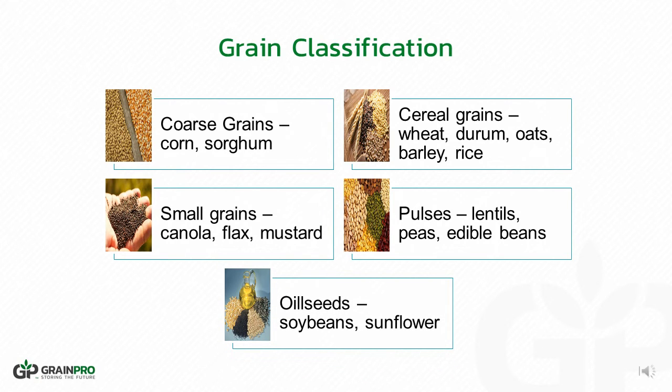Grains are classified into coarse grains such as corn and sorghum; cereal grains, which include wheat, durum, oats, barley, and rice; small grains like canola, flax, and mustard; pulses such as lentils, peas and edible beans; and oilseeds including soybeans and sunflower. These various grains require different drying conditions or temperatures.